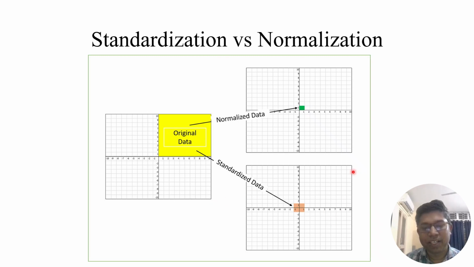So graphically, you can see, if this is the original data, normalization will compress the data in a unit square, or whatever is the dimension of the data. Here, since it's 2D data, we have 2D normalized data, which is a unit square. Whereas standardization doesn't guarantee any limit, but it will center the data to 0, and it will have a unit standard deviation.